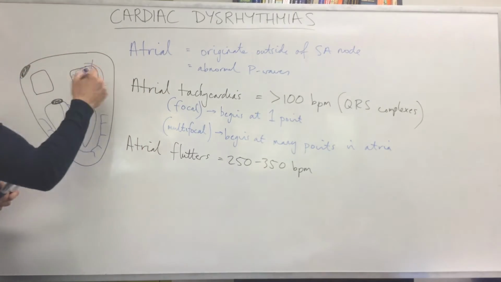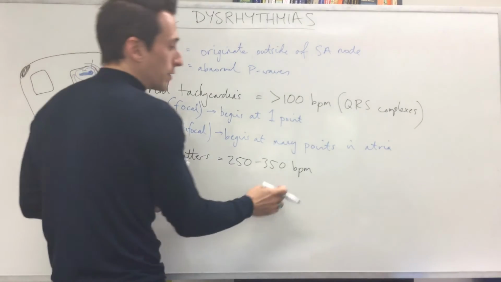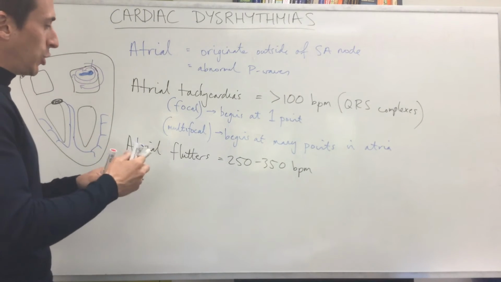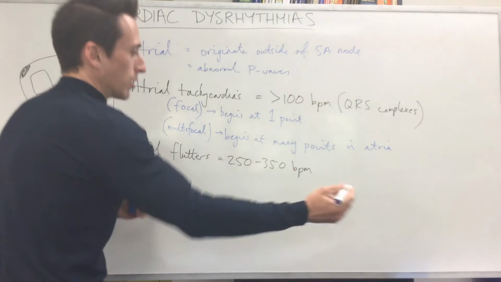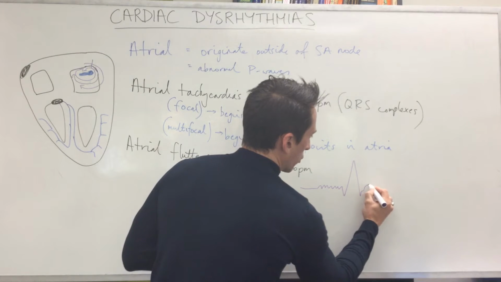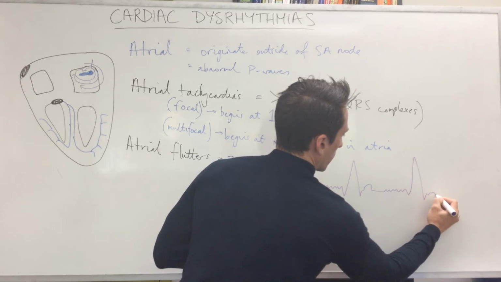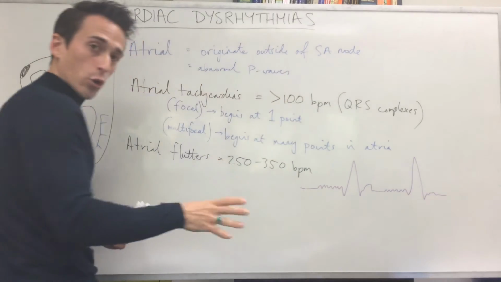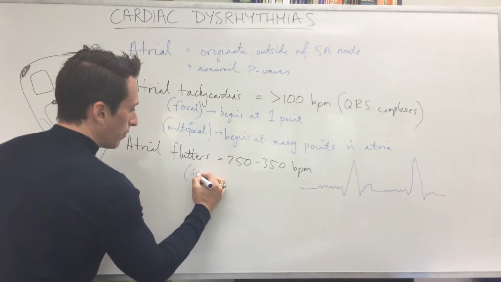Now, this is a re-entry mechanism, and that's usually what causes atrial flutters, and that's between 250 and 350 beats per minute. Now, if you were to have a look at an ECG of an atrial flutter, it has what we call a sawtooth look to it. So you have these really weird looking P waves in the QRS complex. Okay? So it's this sawtooth-like look that you see where the P wave should be, which tells you that it's an atrial flutter.